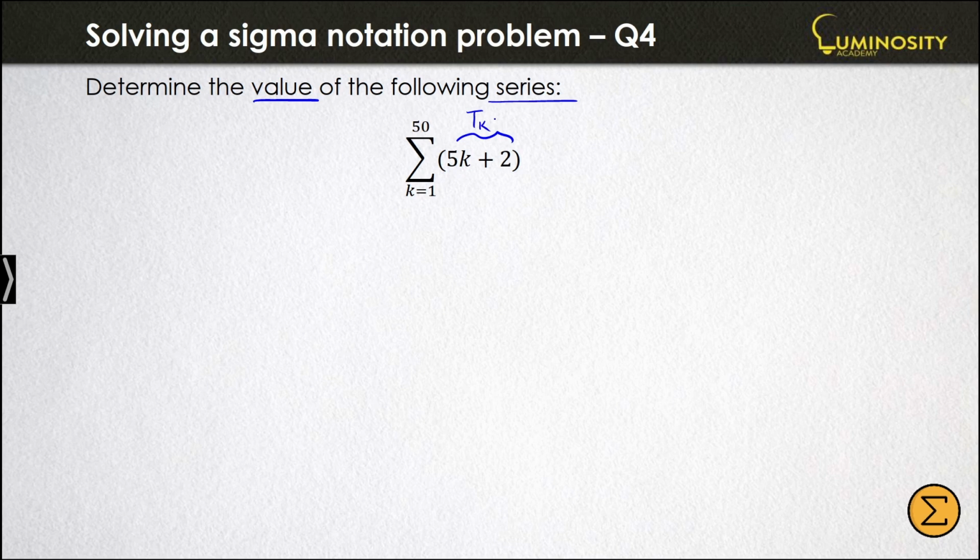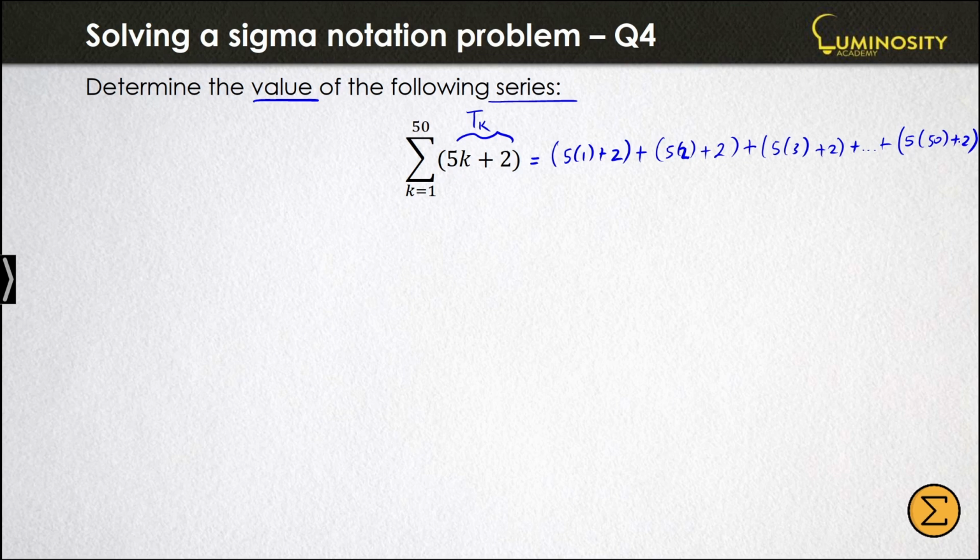Now, if we had to expand that, look how long this would be. It would be 5 times 1 plus 2, plus 5 times 2 plus 2, plus 5 times 3 plus 2, plus all the way up to the last term, which is the 50th term, 5 times 50 plus 2. So there are 50 terms that we are adding up here.